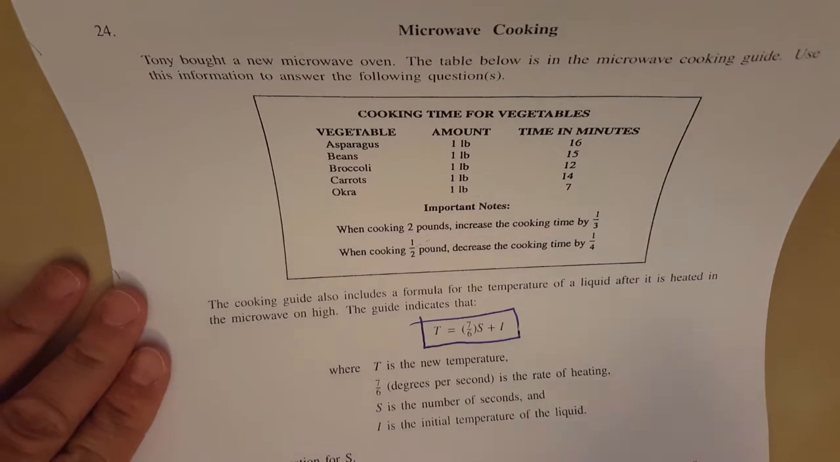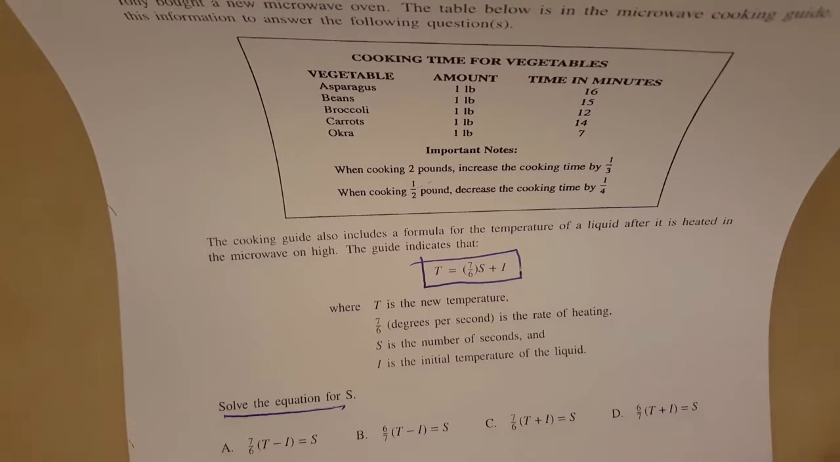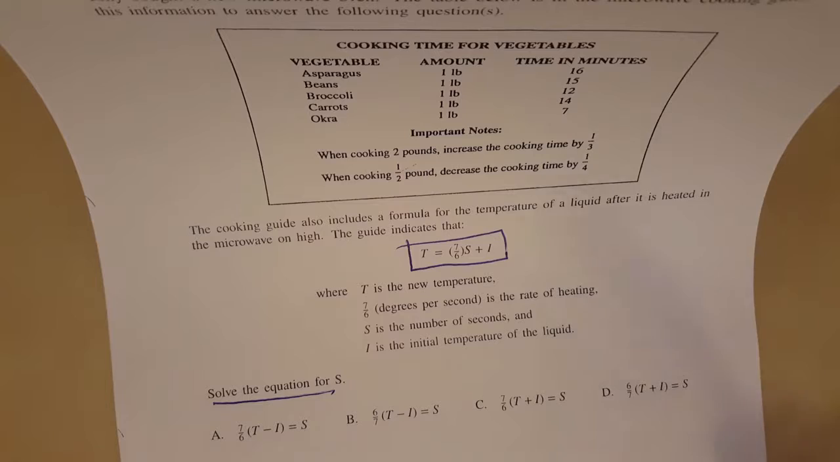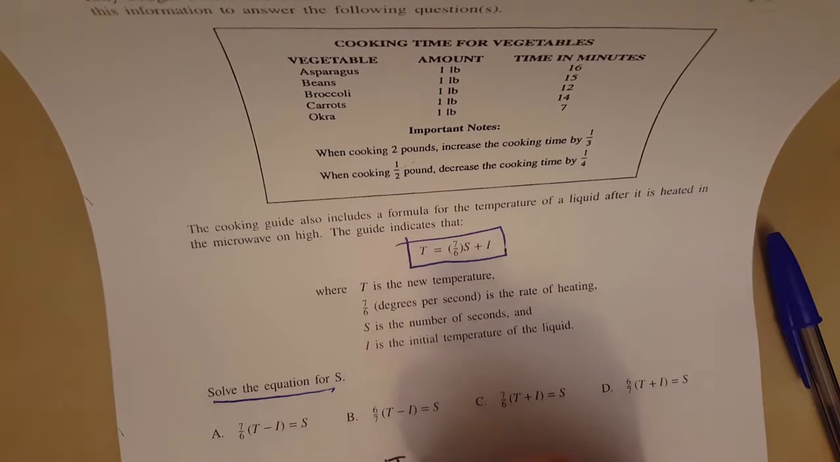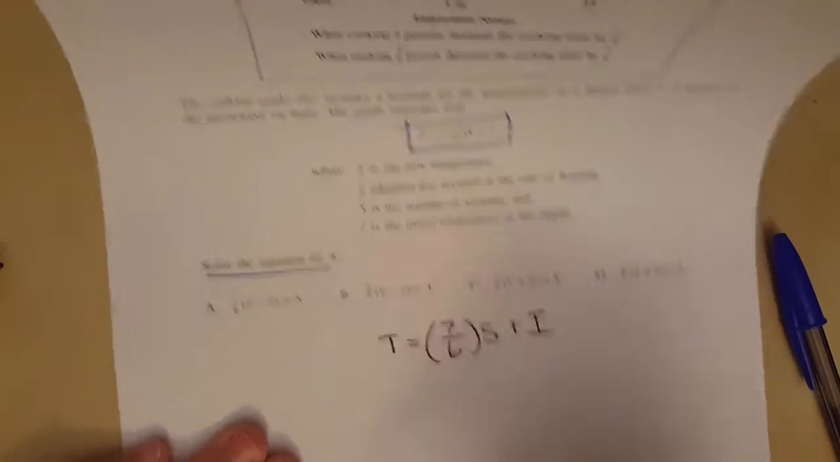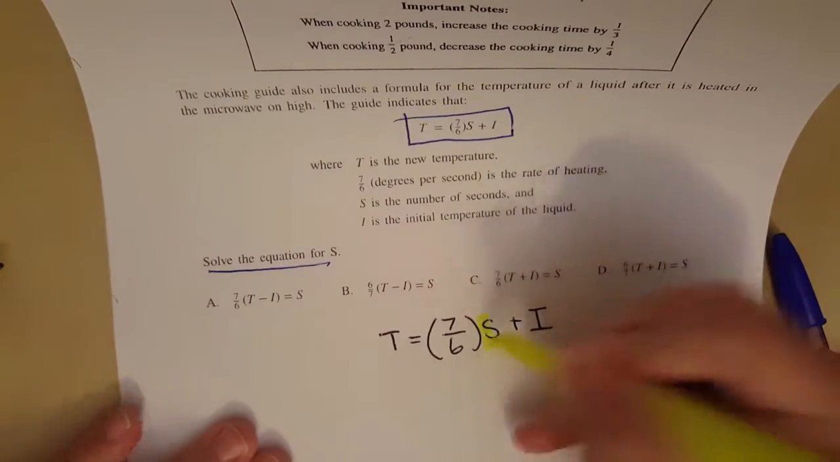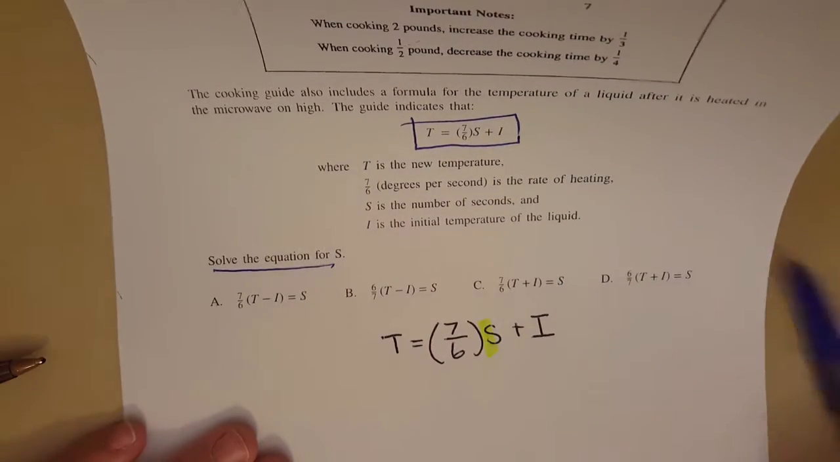This problem had so much stuff in it, but all it wants us to do is solve the equation for S. It just wants us to get S alone in the equation, and that's it. All this is a literal equation problem. So we have T equals 7 over 6 S plus I. And just like we did before, we're going to highlight that S because that is the variable we're trying to get isolated, try and get alone.